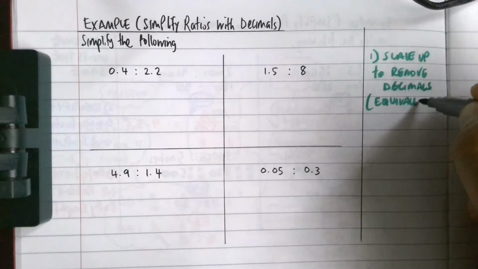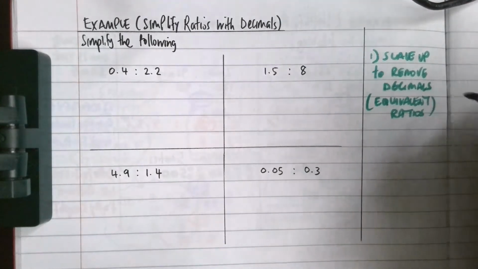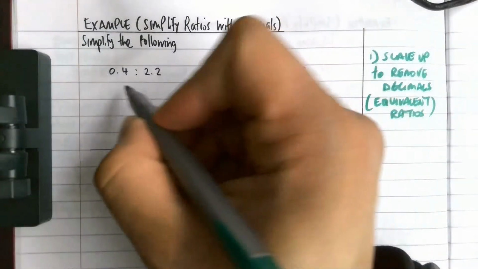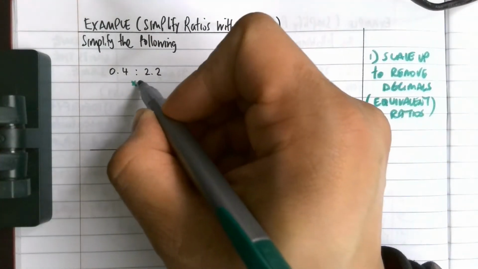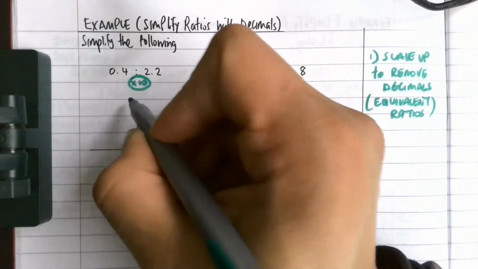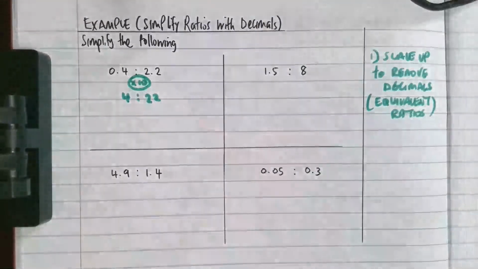Now if I look at 0.4 to 2.2, the easiest way is to multiply both parts of the ratio by 10. So I get 4 to 22. I multiply both parts of the ratio by 10. Now I have removed the decimal. I have a nice ratio to work with.